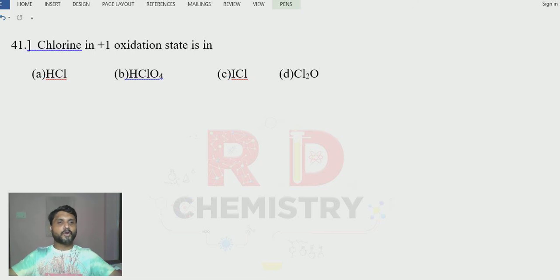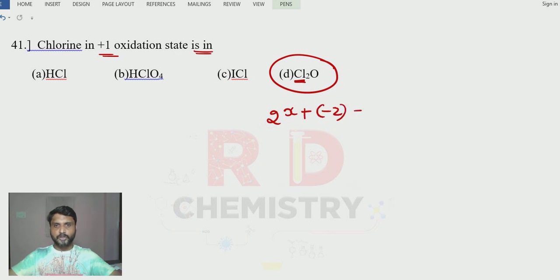Question number 41. Chlorine in +1 state is in which one? Okay. So the answer is option number fourth one. Suppose I want to calculate the oxidation number of chlorine. Let it be x. There are 2 chlorine atoms, then we have got plus oxygen, minus 2 oxidation number. Total should be equal to 0, 2x is equal to 2, therefore x is equal to plus 1 here. Clear? Right?